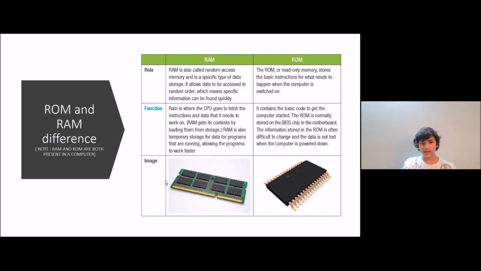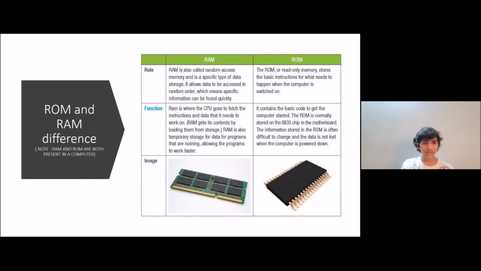So RAM is also temporary storage for data for programs that are running, allowing the programs to work faster. Because the CPU can't keep running every task; you might have heard of Intel Core i3 or i5. That is because different cores are there for the CPU to run, and the CPU can't always be doing this task. So it stores the temporary data of these programs in the RAM, so it works faster. It's more efficient, right?